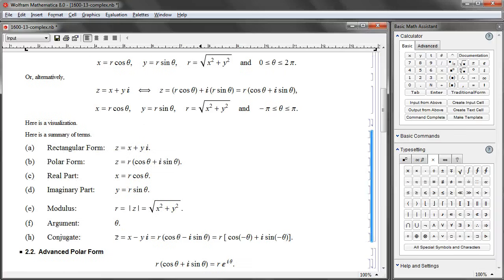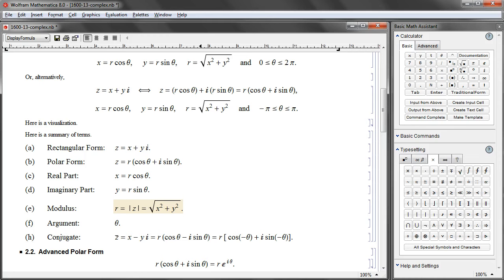By the way, here's a summary of some terms. Rectangular form, we mean by z equals x plus yi. Polar form, r times cosine of theta plus i sine of theta, where r is the modulus and theta is the argument. The real part is x, or equivalently r cosine of theta. The imaginary part is y, equivalently r sine of theta.